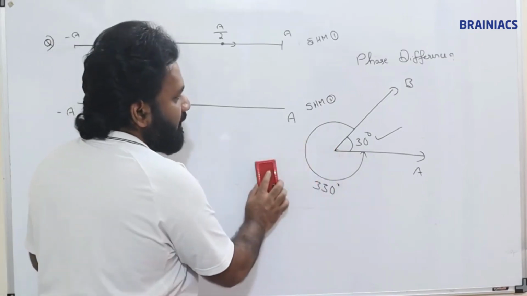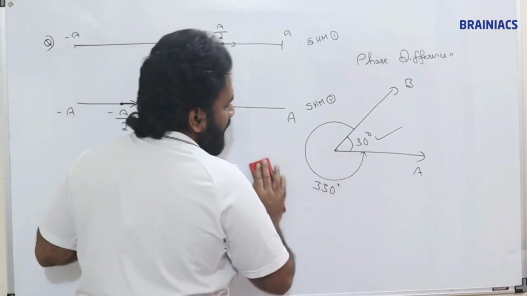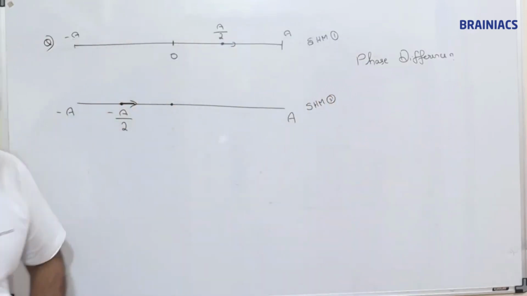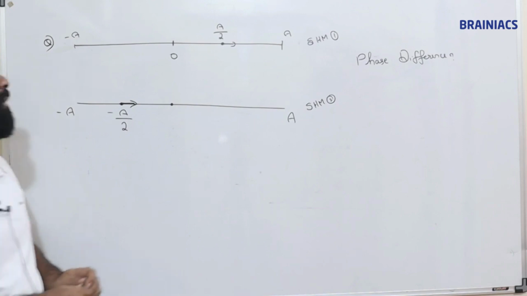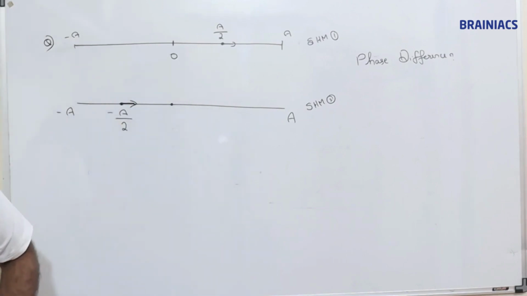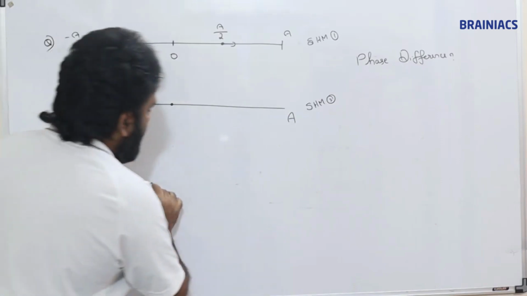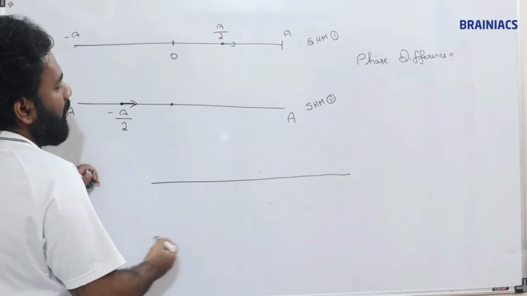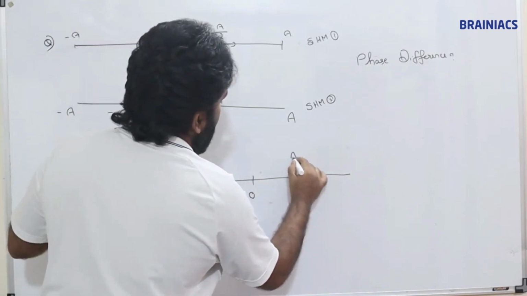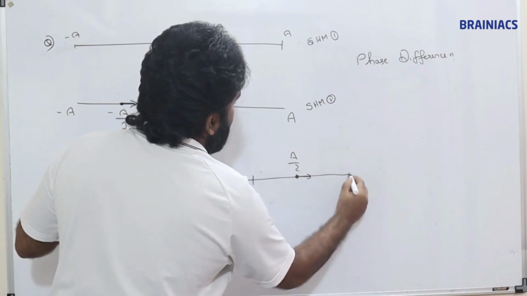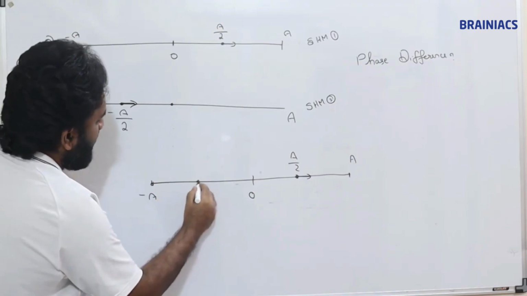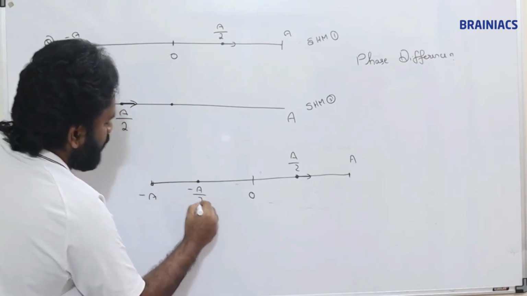Okay, I am going to erase this. You have taken it, right? Done. Okay, fine. Now what we need to do, how to solve this? If we get two SHMs like this, see, mean position, A by 2, this is moving in this direction, this is A, this is minus A, and here it is going to be minus A by 2.